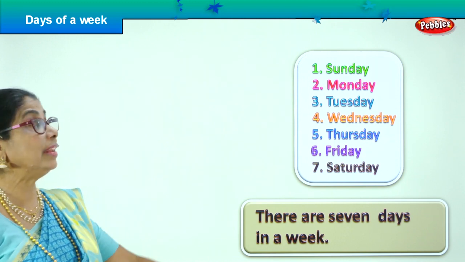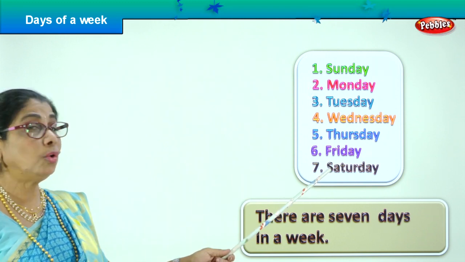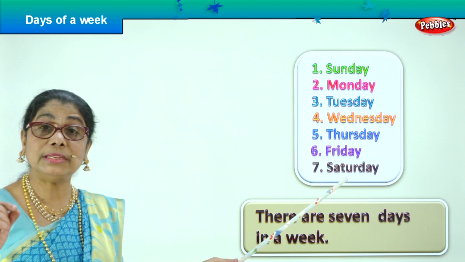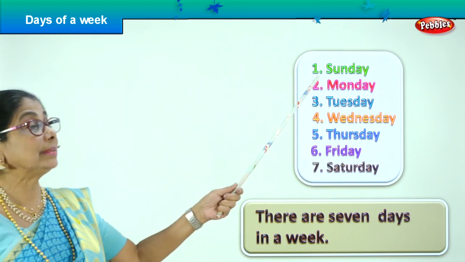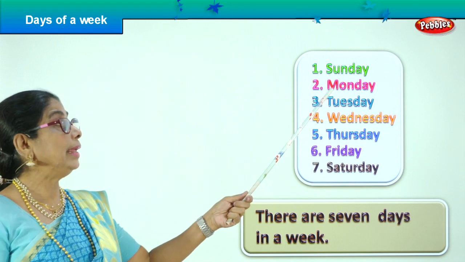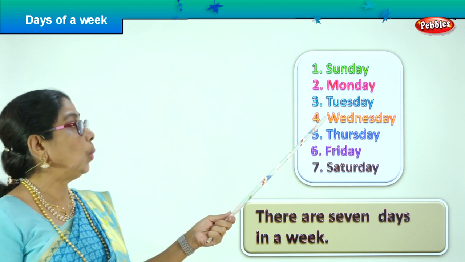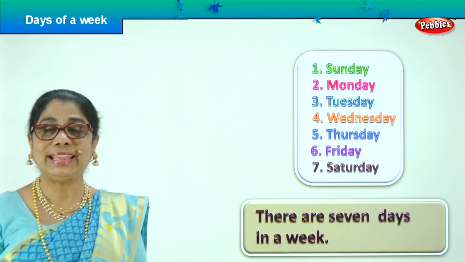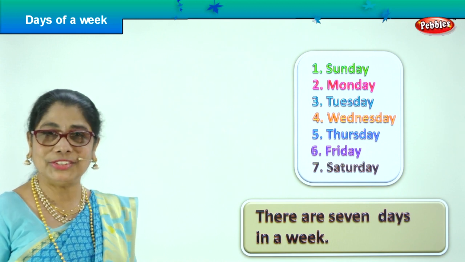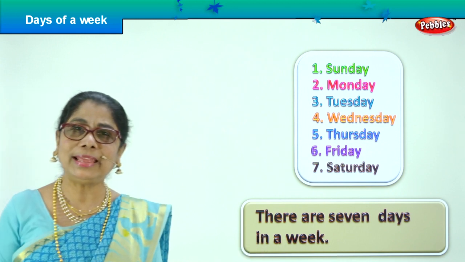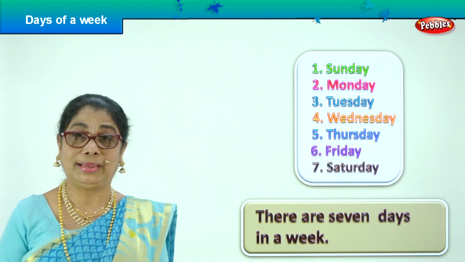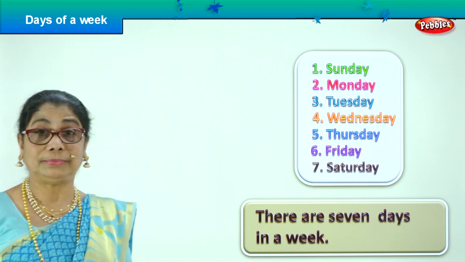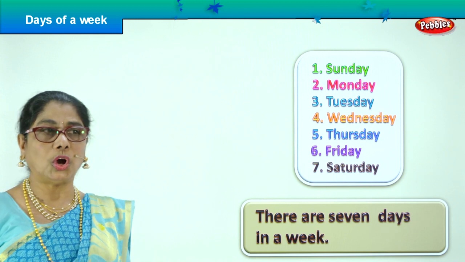How many? 7. Now, you have got all the days beginning with capital letter because they are names of the days of the week. Okay? So, let's read. Sunday, Monday, Tuesday, Wednesday, Thursday, Friday, and Saturday. Okay? Good. So, what did we learn today? There are 7 days in a week. And they are all names of days, so it begins with a capital letter. Good. Let's go on.